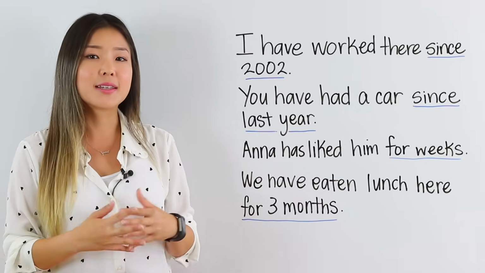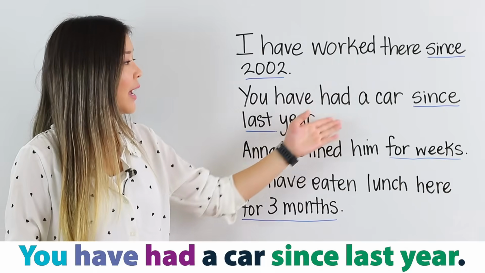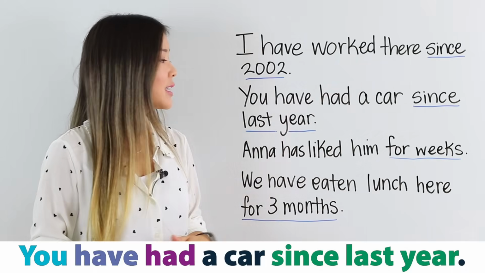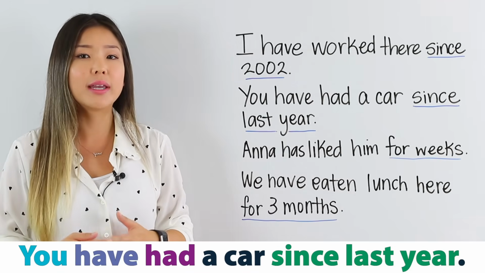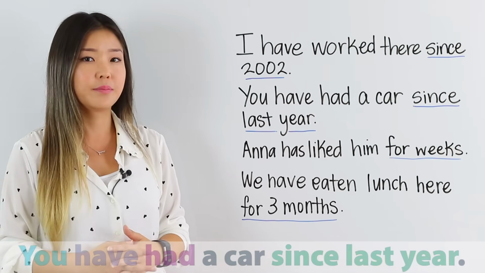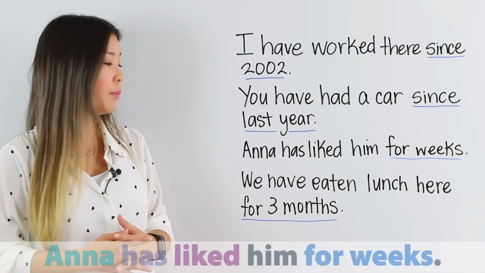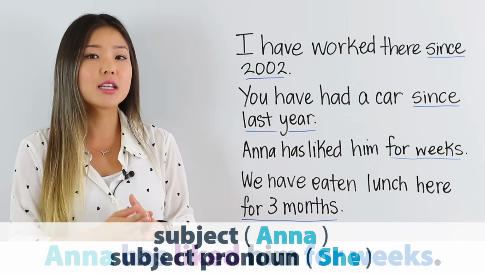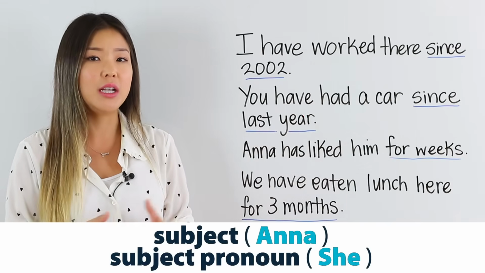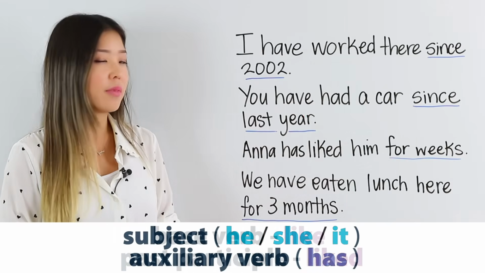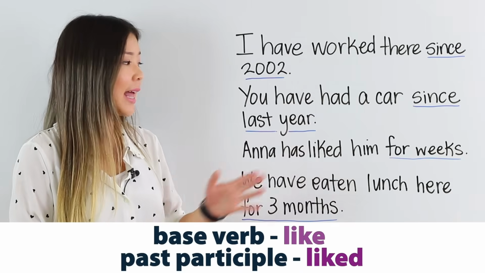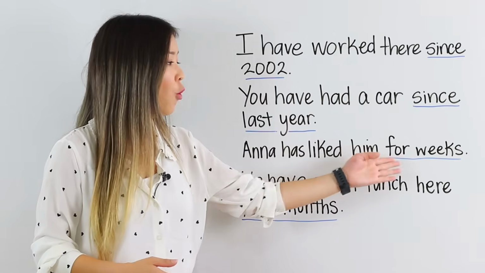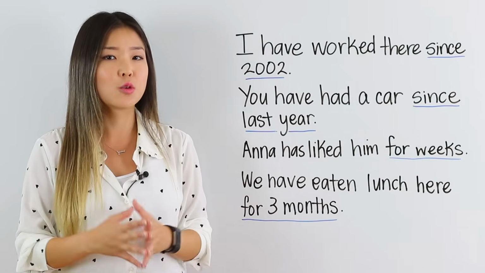The next example does the same thing. You have had a car since last year. Again, we use since, so we have a specific point in time, last year. Take a look at the next example. Anna has liked him for weeks. In this case, the subject is Anna, which is a she, and so we use has, then the past participle liked. However, at the end of this sentence, we see for weeks, not since weeks.